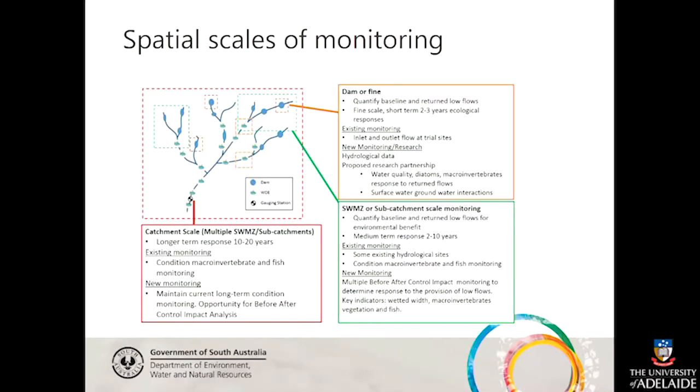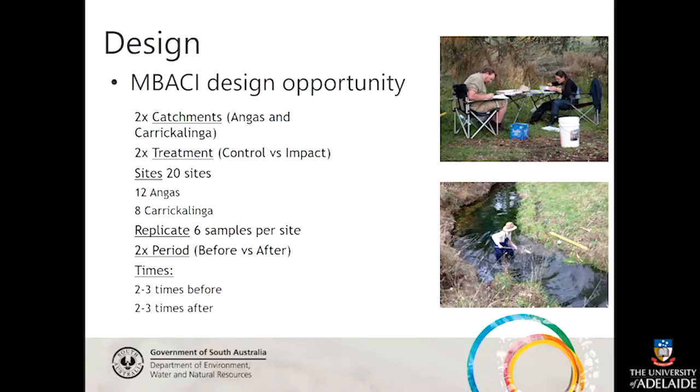When we developed this monitoring program, we needed to look carefully at the spatial scales that we were going to look at, and also be able to detect a response. Paul talked about the trial sites, and that fits in the dam or fine scale monitoring part of the work that we're doing. Overall, we thought the best way of determining a response was to look at a catchment and develop a before-after control impact design, where we can get into the catchments and look at things on the ground before we implement these devices. As Paul mentioned, this was also a really strong desire of the community. Rather than just relying on model data, they wanted to see what was happening on the ground. So we developed an MBACI design, a before-after control impact design, and we're in the middle phase at the moment.